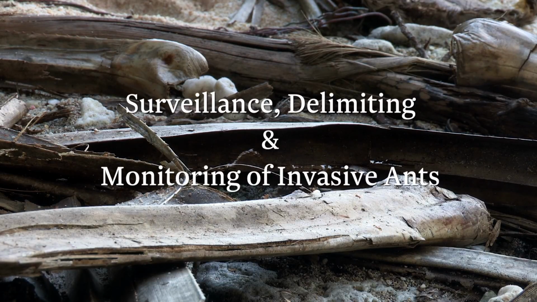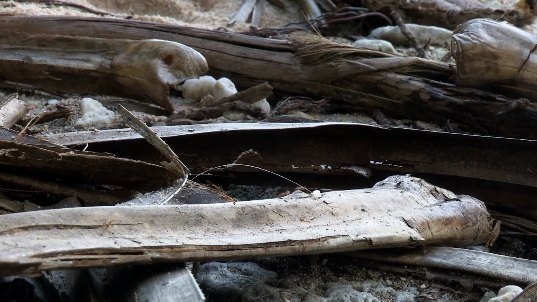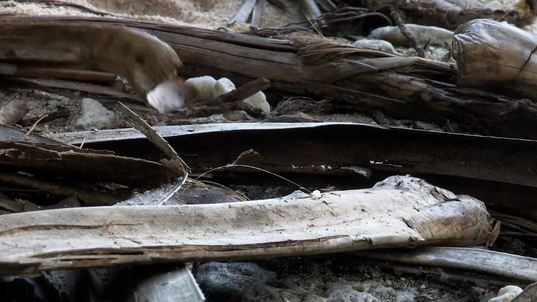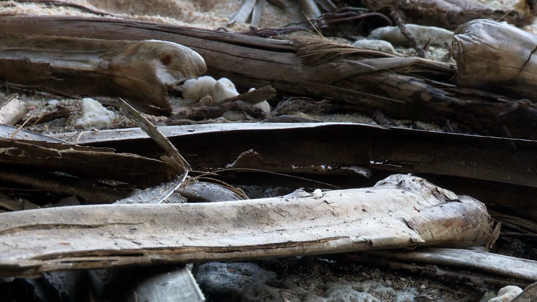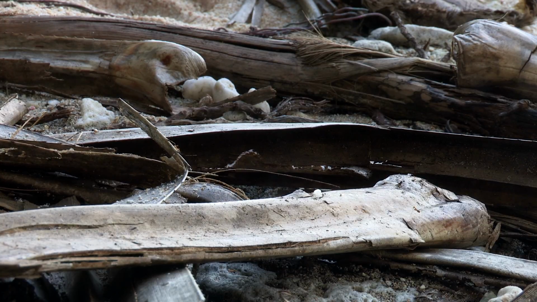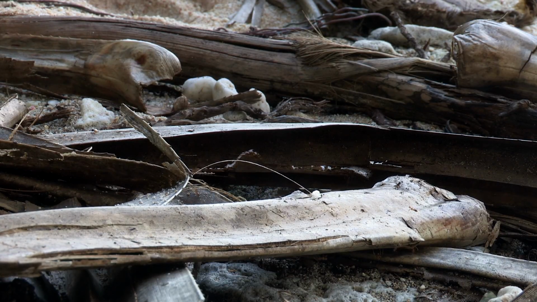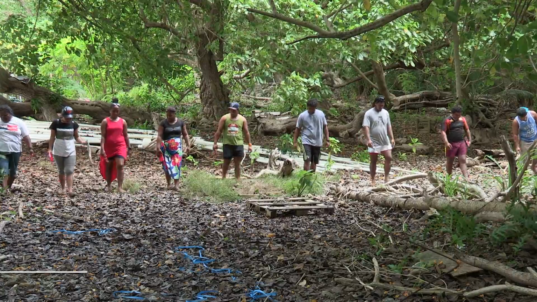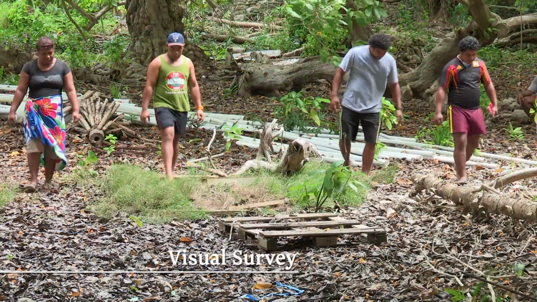Methods used for surveillance, delimiting and monitoring of invasive ants are very similar, and performing them is essential for the early detection and containment of unwanted ant species, as well as assessing the success of management programs used to control or eradicate them. A visual survey is the simplest way to detect invasive ants.